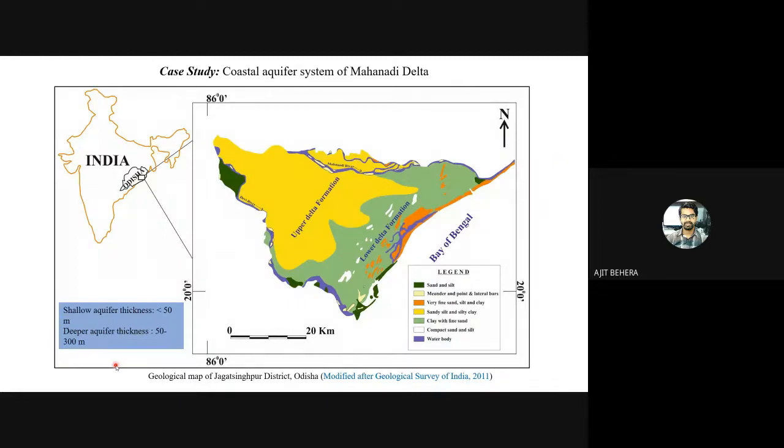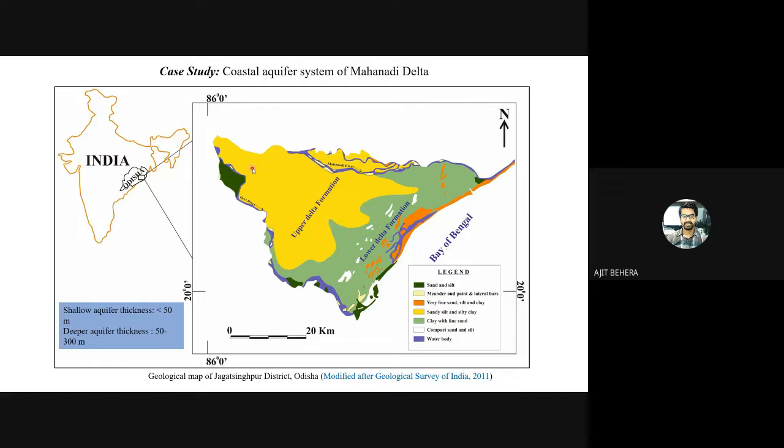So this is the case study. I have taken the study area, which is a coastal district in Odisha. This is Jagatsinghpur coastal district in Odisha, and it is a part of the Mahanadi Delta.